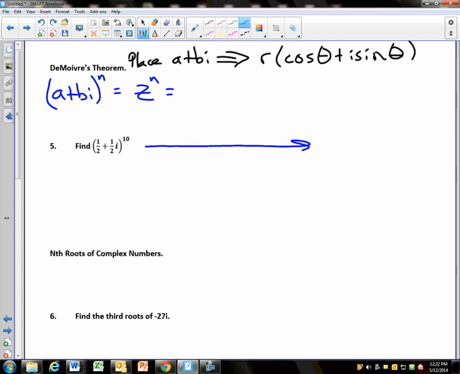So I'm going to start by finding r and theta. r is equal to the square root of a squared plus b squared. What is a squared? 1/4. What's b squared? 1/4. A fourth plus a fourth, a half. So the square root of 1/2, which is 1 over the root of 2, which is the root of 2 over 2. So r is the root of 2 over 2. Any questions how I got that?